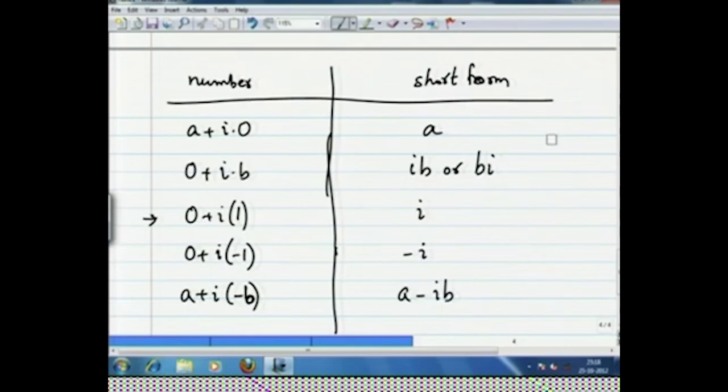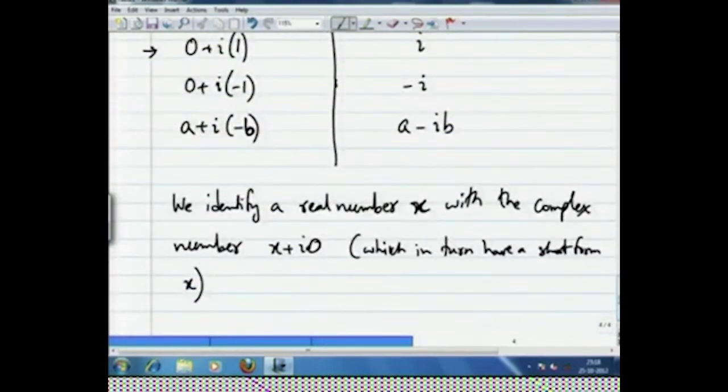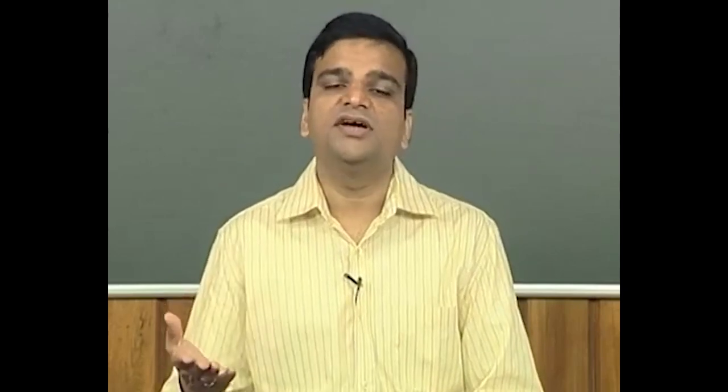Note this short form: a number of the form x plus I times 0 is written as x. Notice that the real numbers are not technically the complex numbers x plus I times 0, but we identify the real numbers as being contained in the complex numbers. This identification is faithful in the sense that later when we introduce the operations of complex number addition and multiplication, we see that real number multiplication and addition tally with complex number multiplication and addition when we consider numbers of the form x plus I times 0.